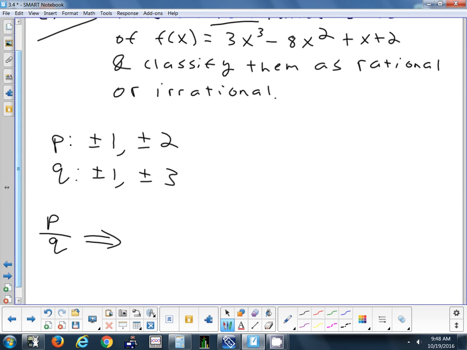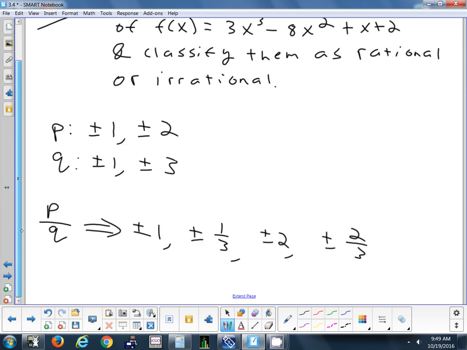Okay, so what are my rational roots here? Ian, can you give me one? A rational root is plus or minus 1. Or at least, yeah, possibility. Yep, plus or minus 1. What else? Yep. Plus or minus 1 over 3. And 2 more. Plus or minus 2. Plus or minus 2 over 3.